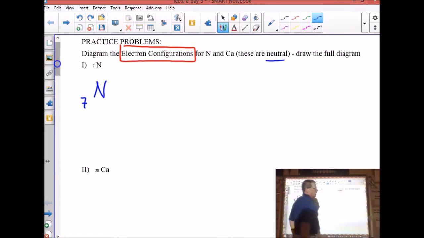What does neutral mean again? Yeah, no charge, or the number of electrons equals the number of protons. So when we finish, we better have 7 electrons when we finish.